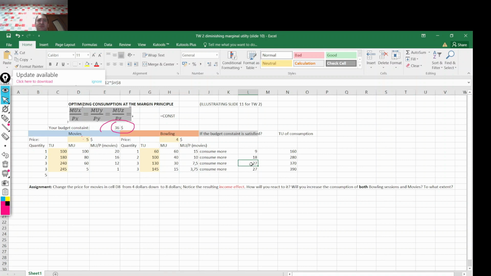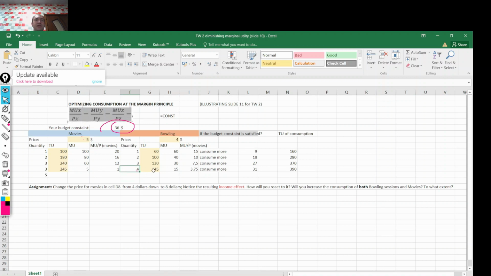Of course, after having spent $27 and the movie price going down from $8 to $5, you seem to be optimizing what to consume next after having consumed 3 items of this and 3 items of this. You seem to be considering what to consume next according again to the principle, choosing the next best utility. And it seems to be the bowling item that has the next best utility. So you opt for that as the seventh item in your consumption basket. 3 of this plus 3 of this, and now you opt for one extra. That will be your fourth item in line here.